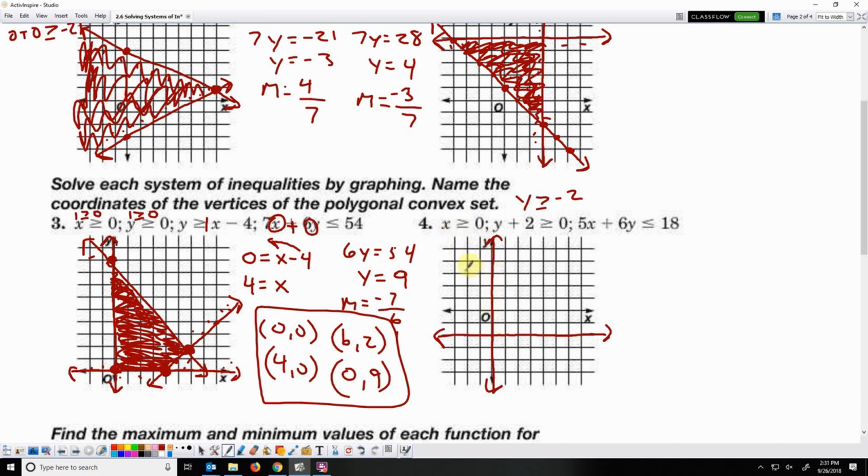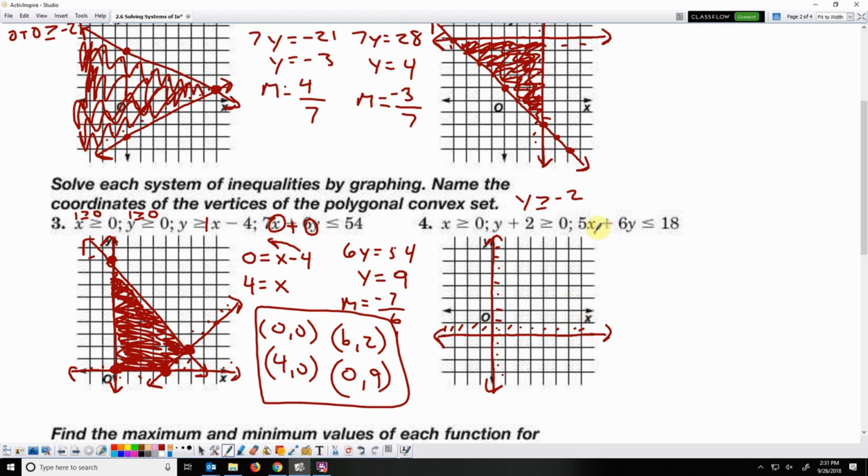So how about 1, 1? 1 is greater than or equal to 0? True. So I'm shading toward the point 1, 1. This one I can use the origin because it's not on this line. So 0 plus 2 is greater than or equal to 0. 2 is greater than or equal to 0 is true, so I'm shading this way. So far I've shaded this region both times.